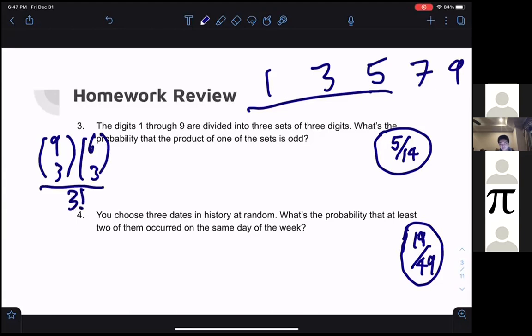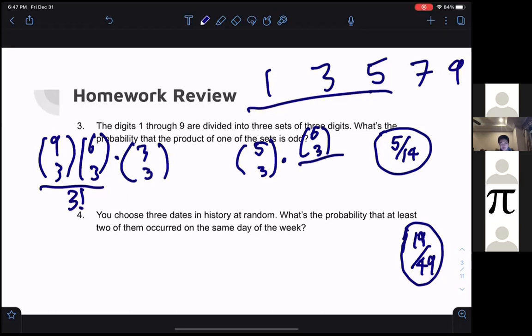Okay. Now on to the numerator, which is the number of ways to choose the sets such that one has an odd product. 5 odd numbers, choose 3 from them. And then we just multiply by 6 choose 3 times, there's an implicit times 3 choose 3 in this as well, over 2 factorial, because this is just the same thing except with 6 numbers and 2 sets. We don't really care about what happens because we know we can't get another odd set.